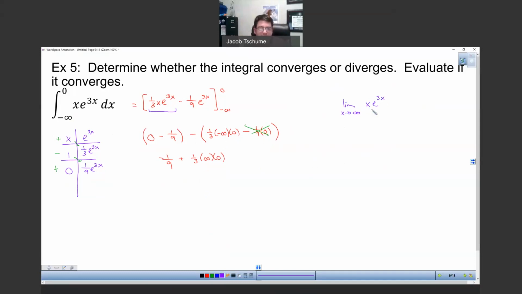Well, since that's infinity times 0, I need to flip one of those over. It doesn't really matter which one. I usually just flip e's over when this happens. So I can rewrite this as x over e to the negative 3x. This allows me now to do L'Hopital's rule, because this right here would be infinity over e to the negative infinity, which would end up being, where are we at here?